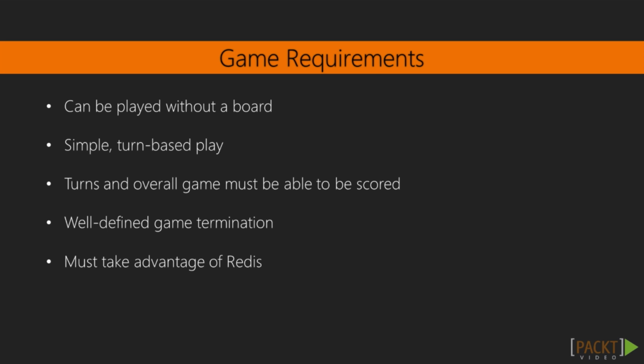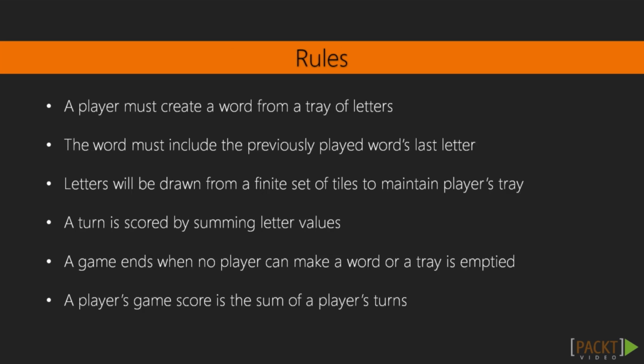Also, because this course isn't focused on graphical game creation, and we don't want to get distracted by superfluous code, a ground rule is that this game must be able to be played without a board. Next, as real-time games bring a lot of complexity with them, our game will be turn-based. Each turn, then, must be able to be easily scored, and of course we must be able to score the game as a whole. Finally, it should be easily detectable that the game has reached an ending point so we can declare a winner. So here are the rules.